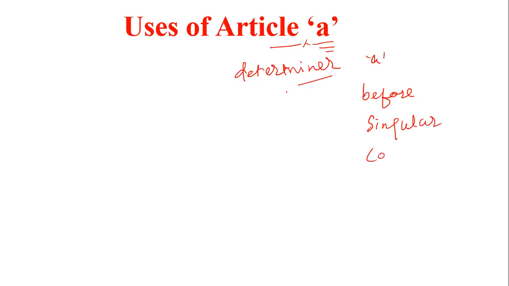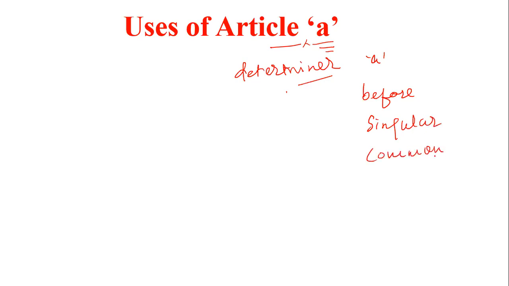Article A. Article means determiner. What does it determine? It determines nouns. Especially, article A is used before countable or singular nouns, we can call them singular common nouns.